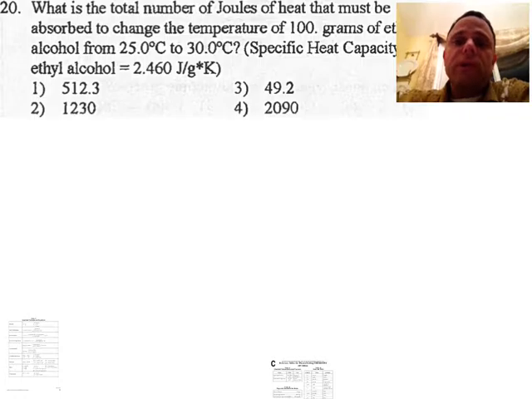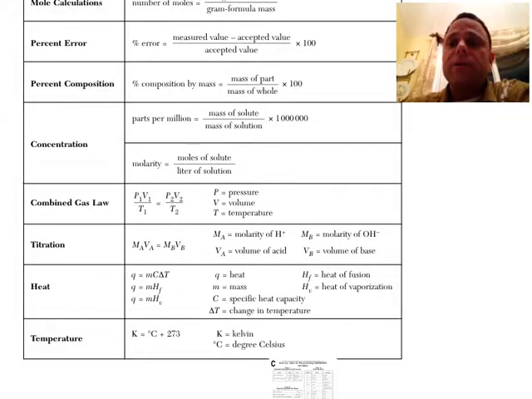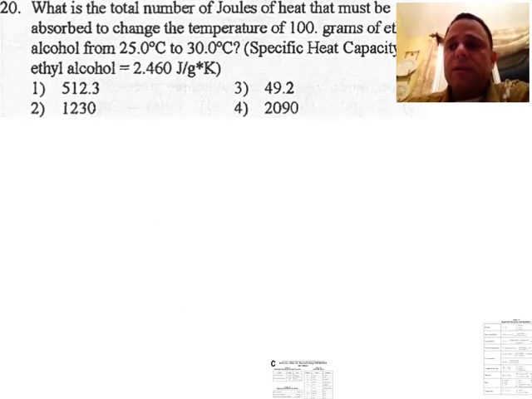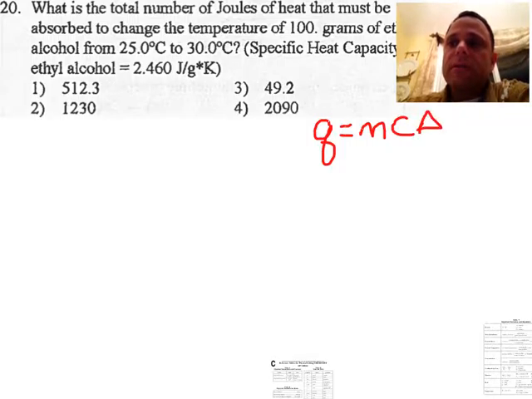Now, the other thing that must be considered is which formula am I going to use? With our heat formulas, we have Q is equal to mc delta T, Q is equal to m H_f, heat of fusion, or Q is equal to m H_v. We're not dealing with a phase change here, so we can't use those. Plus, we notice that there is a temperature change in the question. We must be using mc delta T. Q is equal to mc delta T.